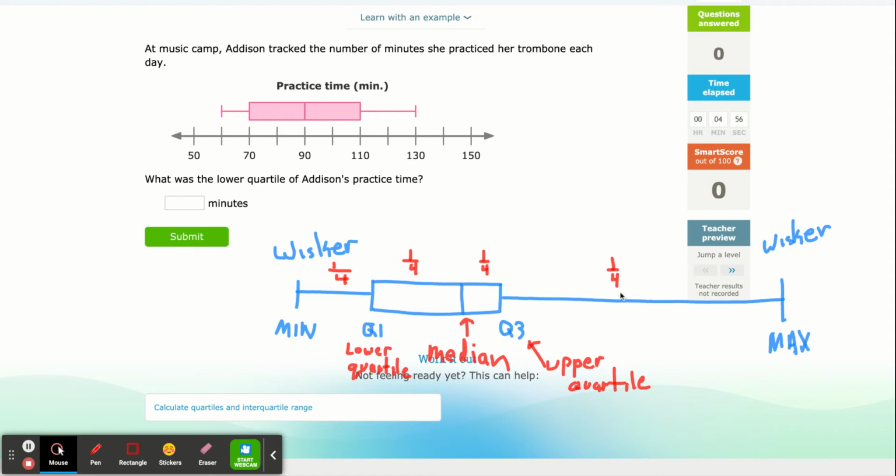And even though there's a quarter of the numbers, that doesn't mean these are the same length, because those quarter of those numbers could be spread out. We'll get to one where they actually show you the data points, and I'll explain it a little more.